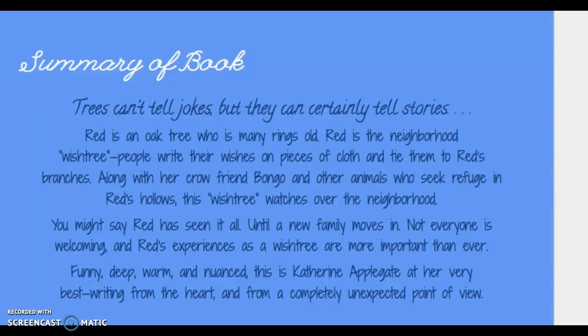You might say that Red has seen it all, until a new family moves in. But not everyone is welcoming, and Red's experiences as a wish tree are more important than ever. Funny, deep, warm, and nuanced, this is Katherine Applegate at her very best, writing from the heart and from a completely unexpected point of view.